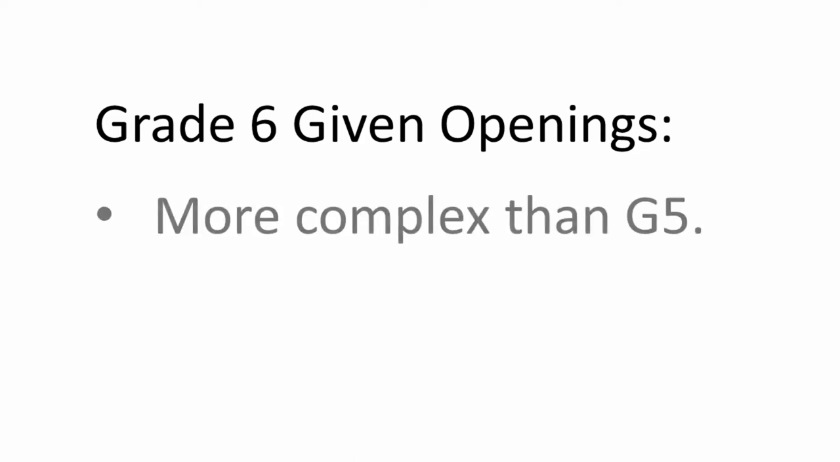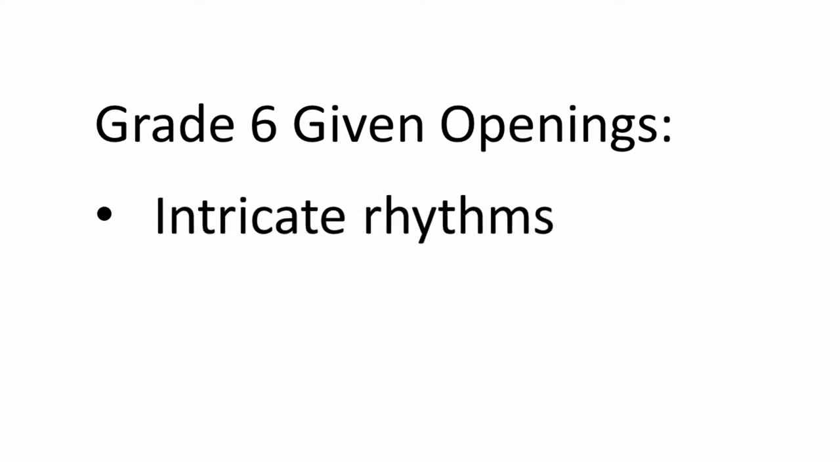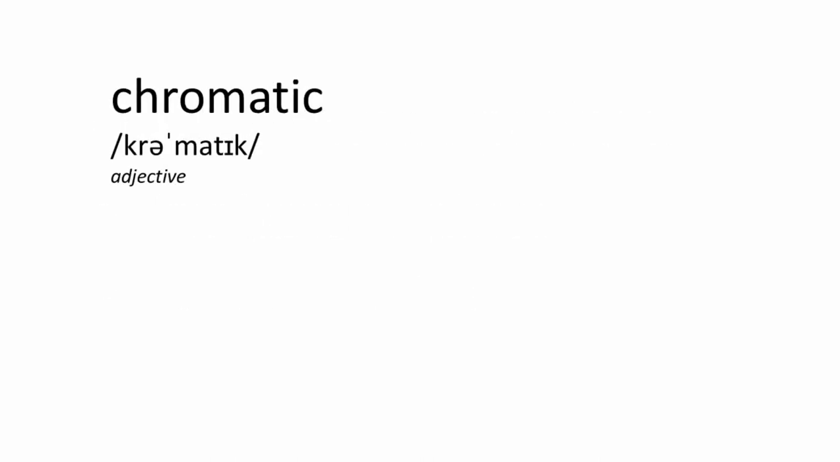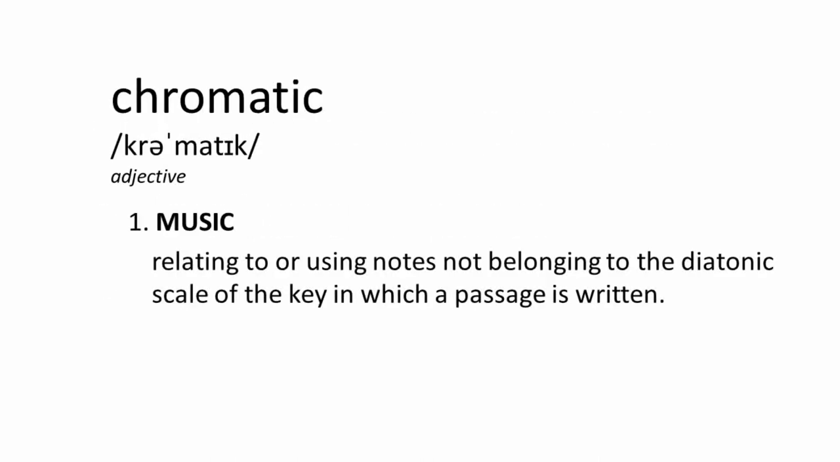The given openings that appear at grade 6 in the ABRSM exams are usually a little bit more complex than the ones you saw at grade 5. This means sometimes the rhythms are a bit more intricate, and often it also means that there is an element of chromaticism in the melody. The word chromatic comes from the Greek word for colour, and chromatic notes are ones which add colour or melodic interest into a tune. So, what is a chromatic note?